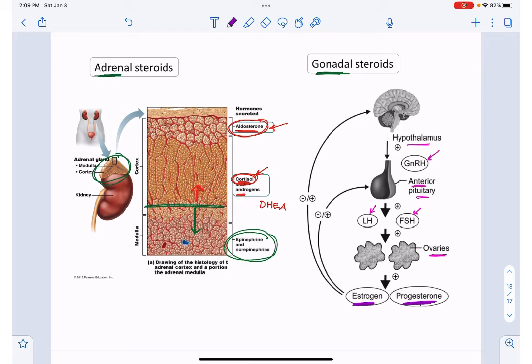And then if we were to replace the ovaries with the testes, we would have the same hormones produced by the hypothalamus. We'd have GnRH produced by the hypothalamus, LH and FSH produced by the anterior pituitary, but then those would act on the testes, and the testes would produce testosterone in response, which is another gonadal steroid. And testosterone is responsible for stimulating sperm production, stimulating spermatogenesis.